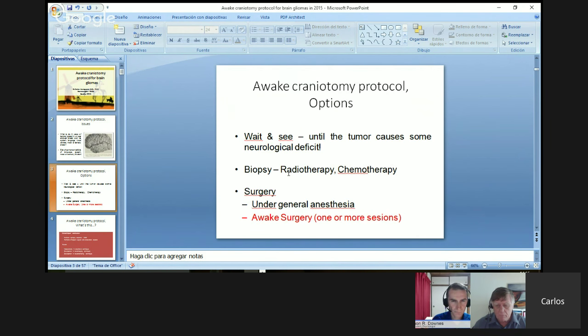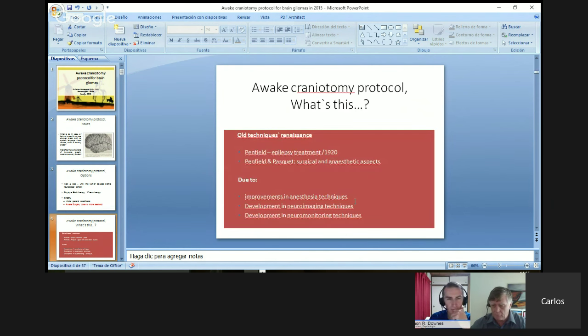For that, we have protocol techniques like an awake craniotomy. In some cases when the patient has lesions in the eloquent areas, we wait and see until the tumor causes some neurological deficits, or we can do a biopsy and after that do radiotherapy or chemotherapy, or we can choose surgical procedures. Which kind of surgery can we do? Under general anesthesia, or an awake craniotomy, or awake surgery.